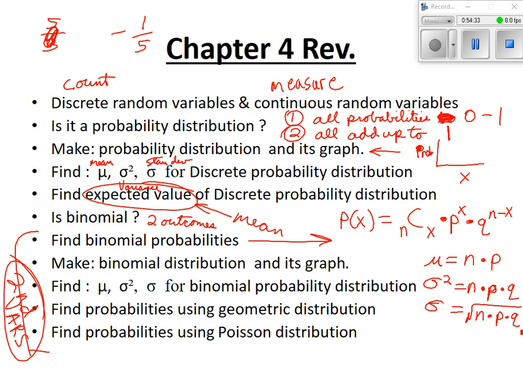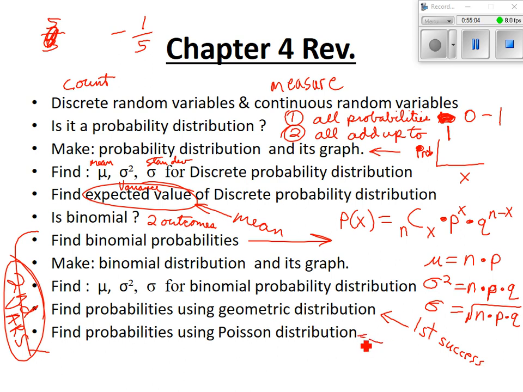Geometric distribution. With the geometric distribution, what's going to be a key to tell you if you're doing a geometric distribution? The success, or how many times it takes for one success. First success. So if you're looking at where that first success comes from, that's the geometric.